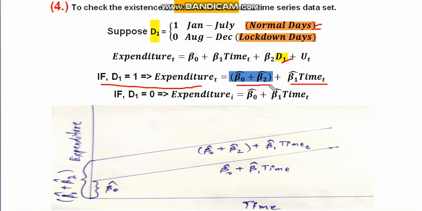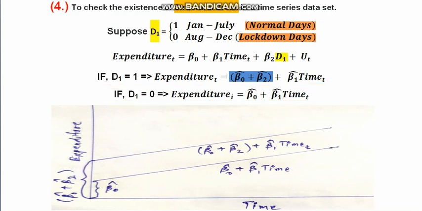So it means that during the normal days, there is an increase in your minimum expenditure. Now during the lockdown days, I have included d1 equal to 0. So if d1 is equal to 0 for this equation, the estimated value of this regression equation is beta naught cap plus beta 2 cap over a period of time. So this beta 2 cap becomes 0. That's why we just get this beta naught cap plus beta 1 cap.